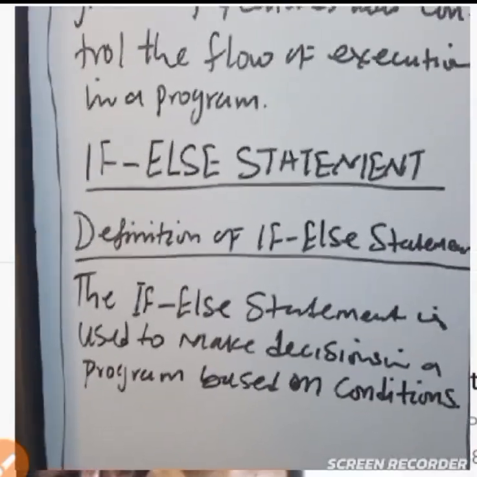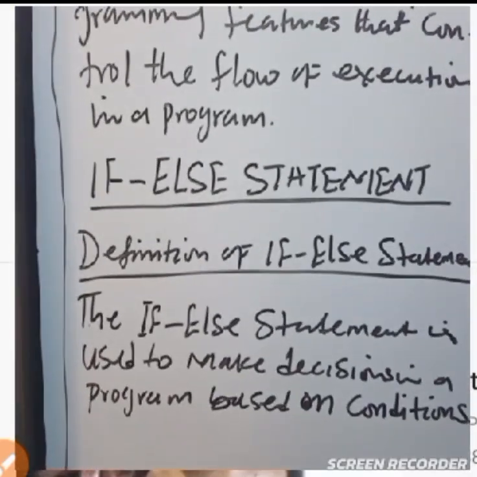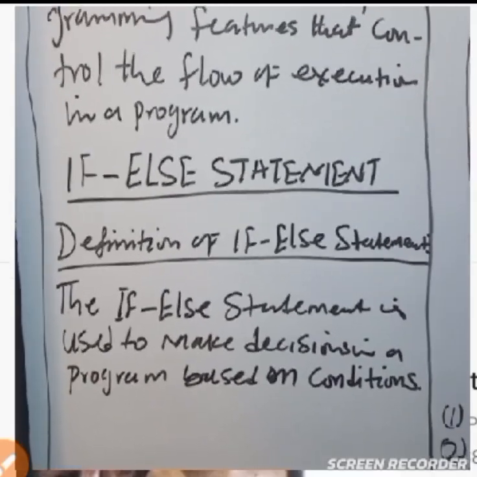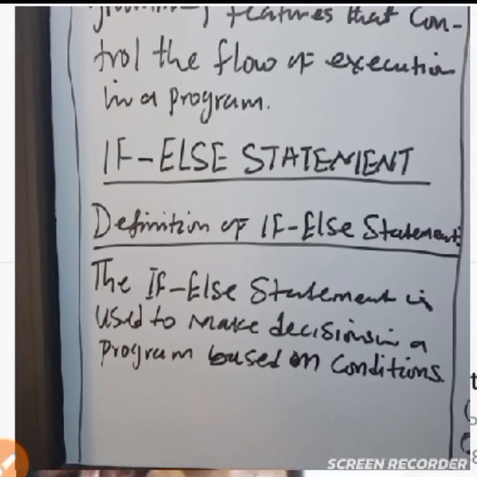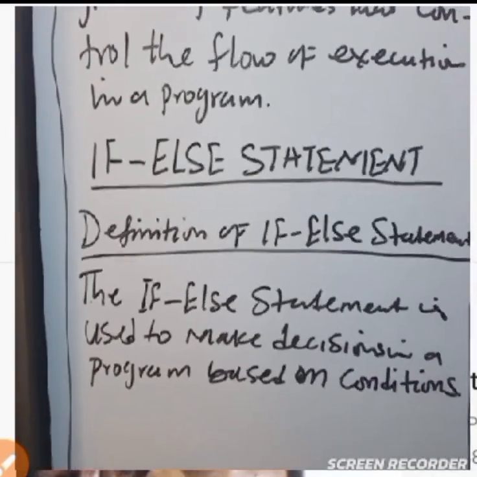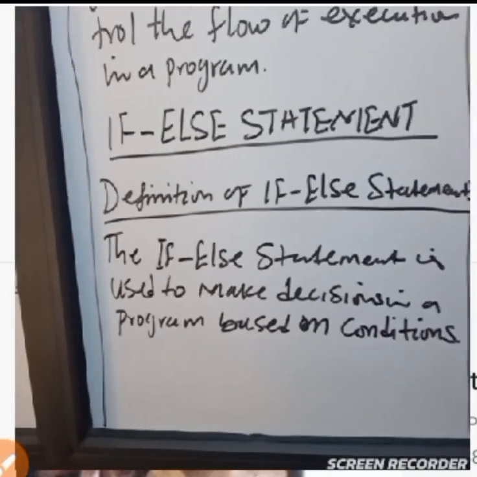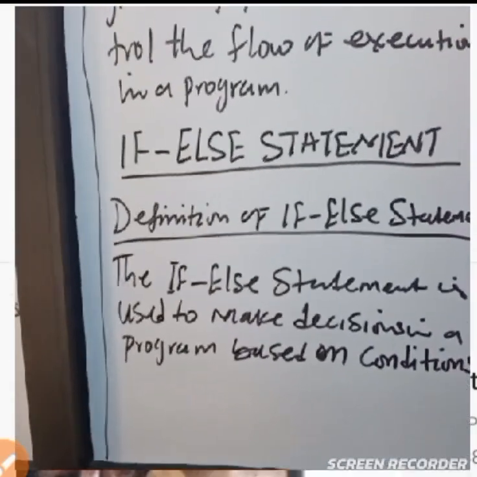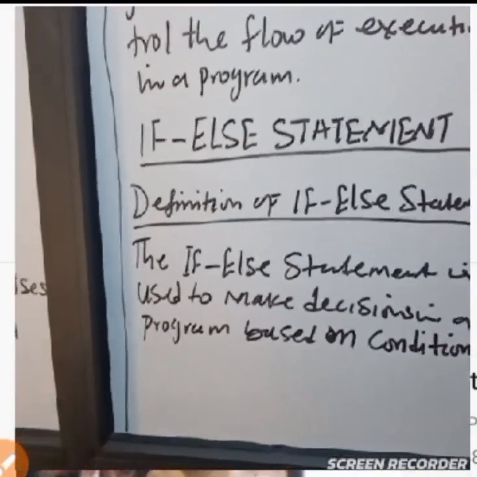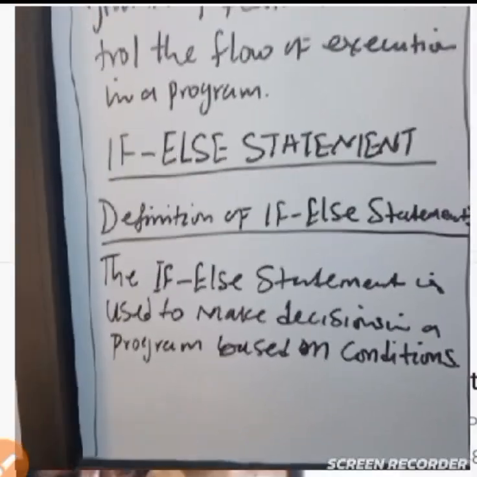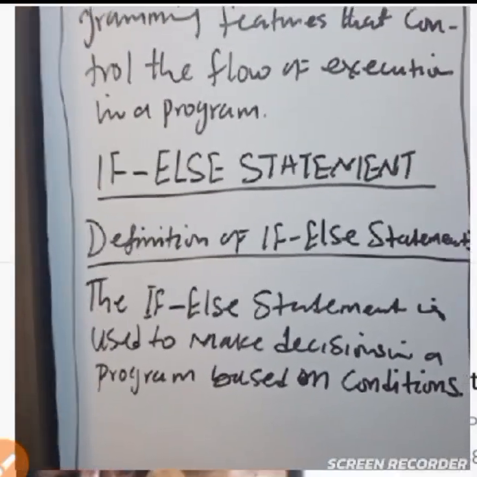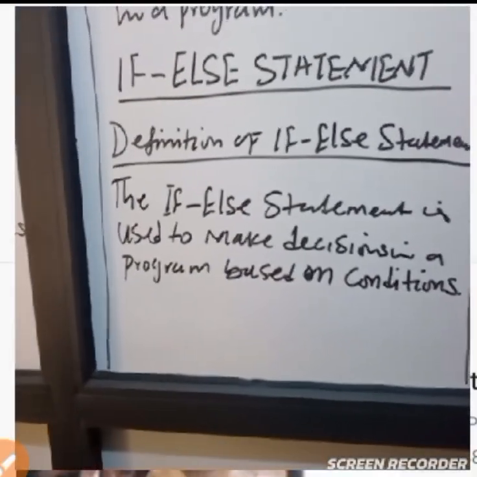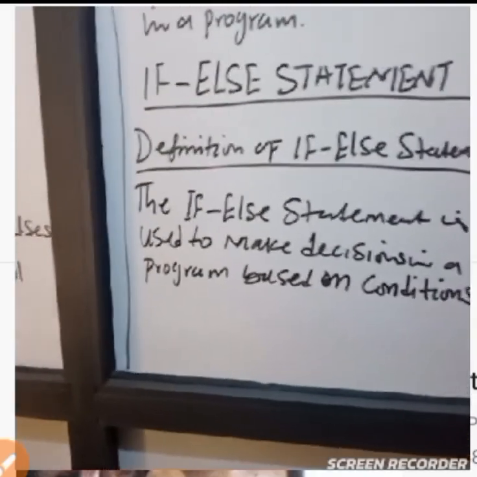There are three main types: selection, iteration, and functions. Those are the three main types of control structure. We hope to discuss more about the types in our later lesson.